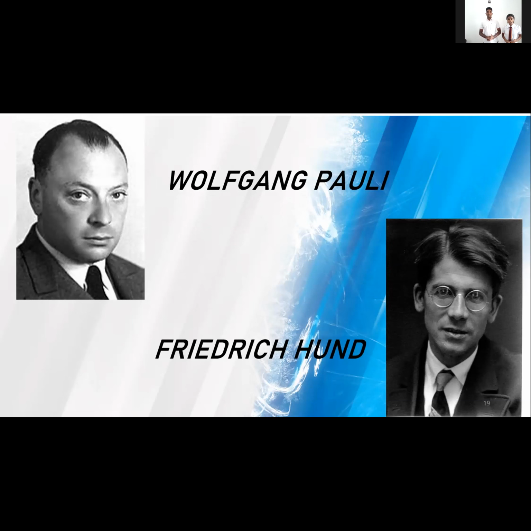Likewise, Pauli's exclusion principle, postulated by Wolfgang Pauli, states that no two electrons can have the same set of all four quantum numbers, which means that two electrons in the same orbital must have opposite spins. These are the rules of electron configuration.